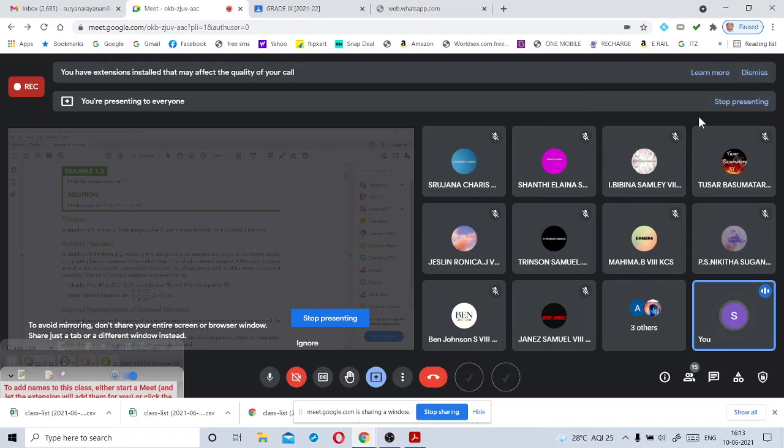In a fraction, the numerator and denominator should not have any other factors in common except 1. Except 1, they should not have any common factors. Then the fraction is said to be in the lowest terms. Okay, my dear children, understood this point? Yes, sir. Lowest terms of a fraction.